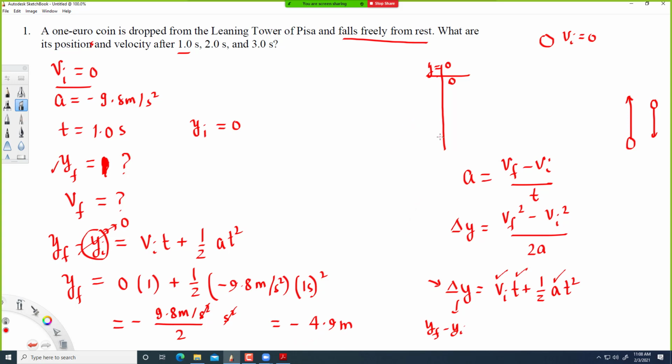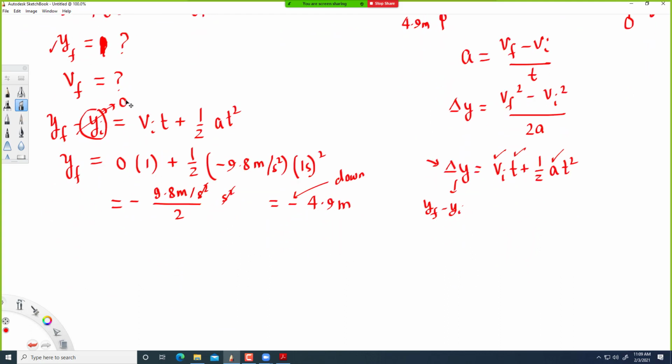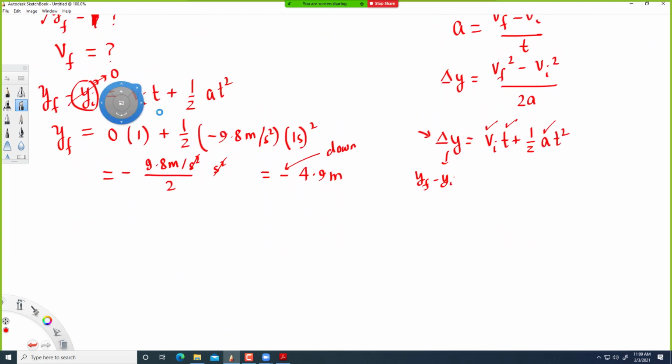So its position after 1 second would be 4.9 meters down. So this negative sign means in the down direction, okay, or below the origin. If it is positive, that means it's above the origin. So that's the final position. Now we want to find final velocity.